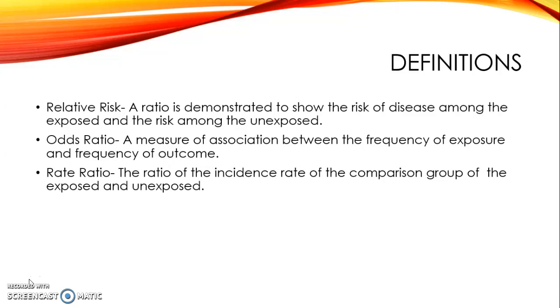The definitions of these terms are shown. Relative risk can be defined as a ratio that shows the risk of disease among the exposed and the risk among the unexposed. Odds ratio is a measure of association between the frequency of exposure and the frequency of outcome. And the rate ratio is the incident rate of the comparison group of the exposed and unexposed. Also, the rate ratio can be used when relative risk is calculated with incident rates.